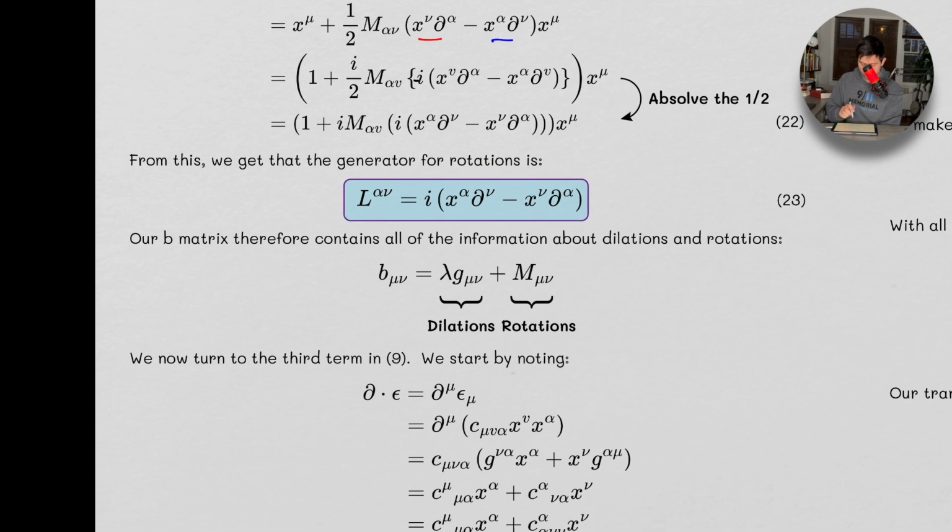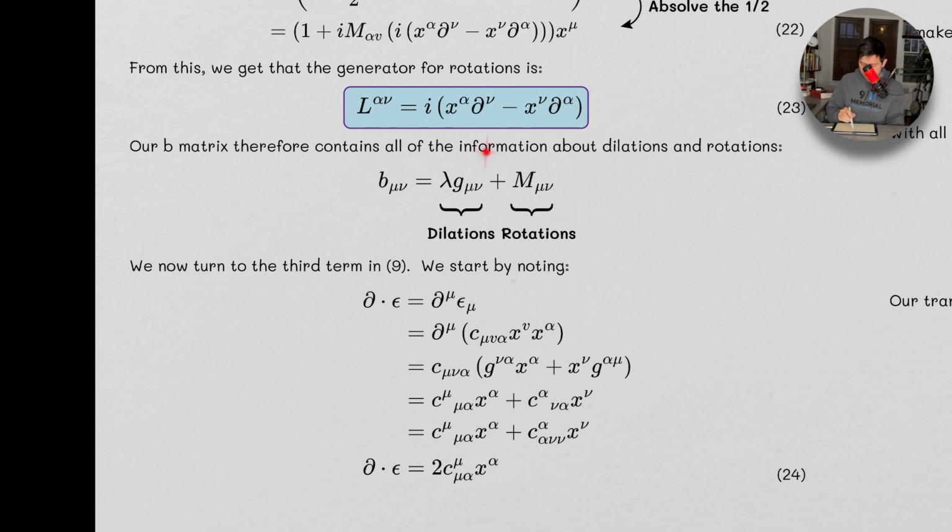Okay, so now we have the generator for rotations. So we have our generator for rotations, dilations, and translations. Our B matrix therefore contains all the information about dilations and rotations, and so that's this guy right here. So now we turn to the third term in equation 9.